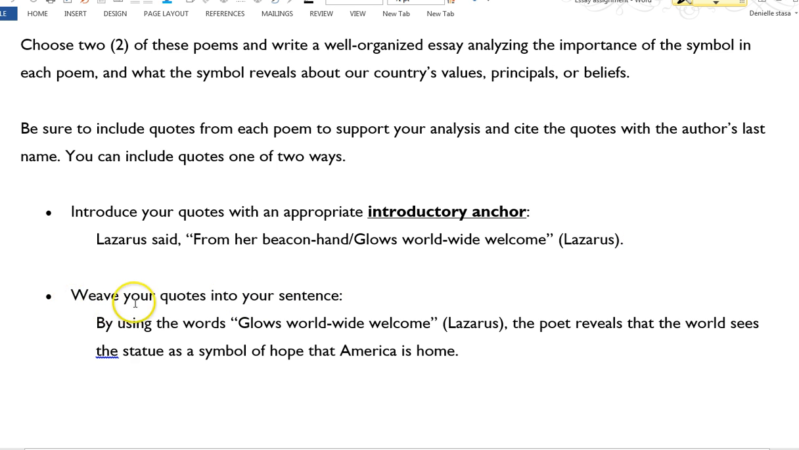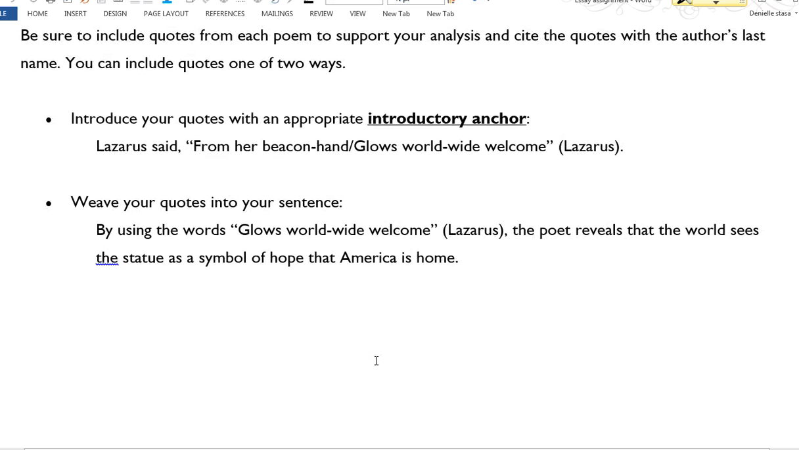Or you can weave the quotes into your sentence. If you're using just a couple words or a phrase, this might actually be an easier method. An example here, by using the words "Glow's worldwide welcome." So here's my quote, and I cited it, and I put a comma. The poet reveals that the world sees the statue as a symbol of hope that America is home. So you can just put them right into your explanation of the symbolism. Either way is fine.